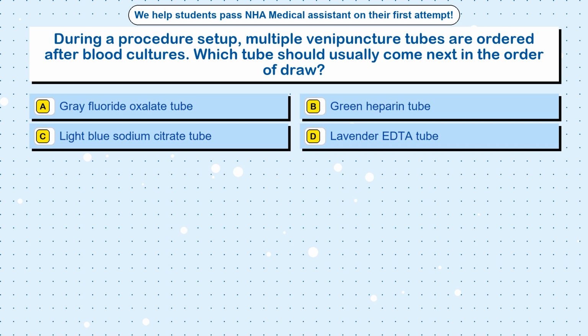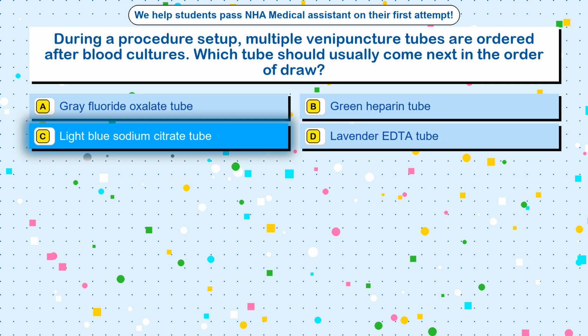Question 35. During a procedure setup, multiple venipuncture tubes are ordered after blood cultures. Which tube should usually come next in the order of draw? Option A, gray fluoride oxalate tube. Option B, green heparin tube. Option C, light blue sodium citrate tube. Option D, lavender EDTA tube. The correct answer is option C, light blue sodium citrate tube.